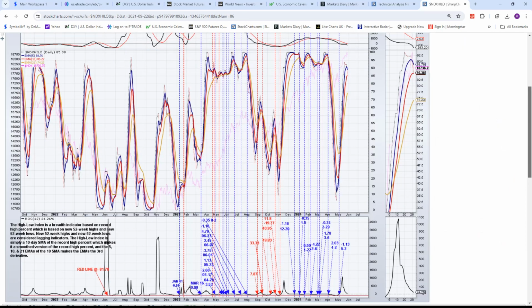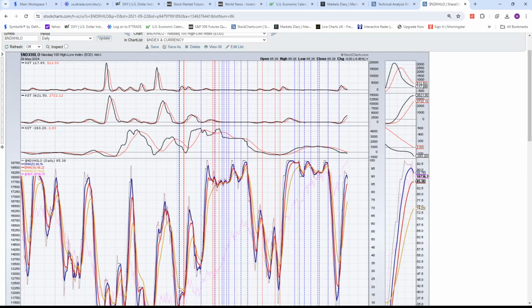And the NDX Nasdaq 100 high-low daily chart shows that the 5 EMA has rolled over and is headed towards the red 10 EMA. Get under that red 10 EMA, plus or minus 5 on the Rock 12 in the bottom window, and that's a sell signal.